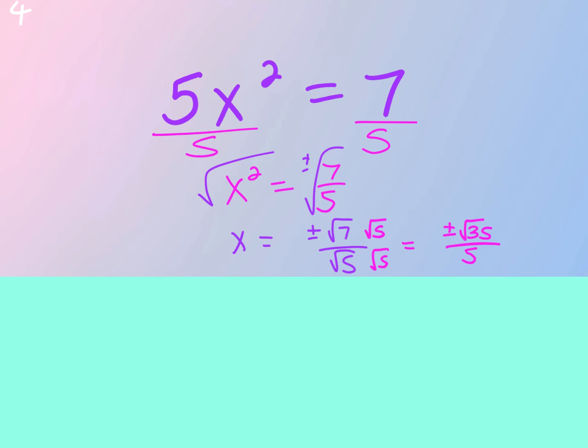Questions on that one? So if the bottom is not a perfect square, like the last one that we did, right? It was a perfect square. It's simplified. Then you have to make sure you rationalize it. You cannot leave square roots in the denominator.